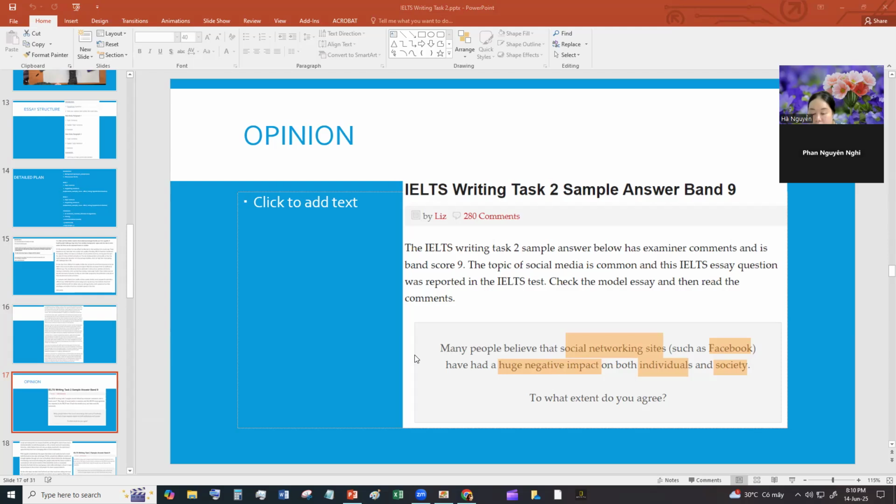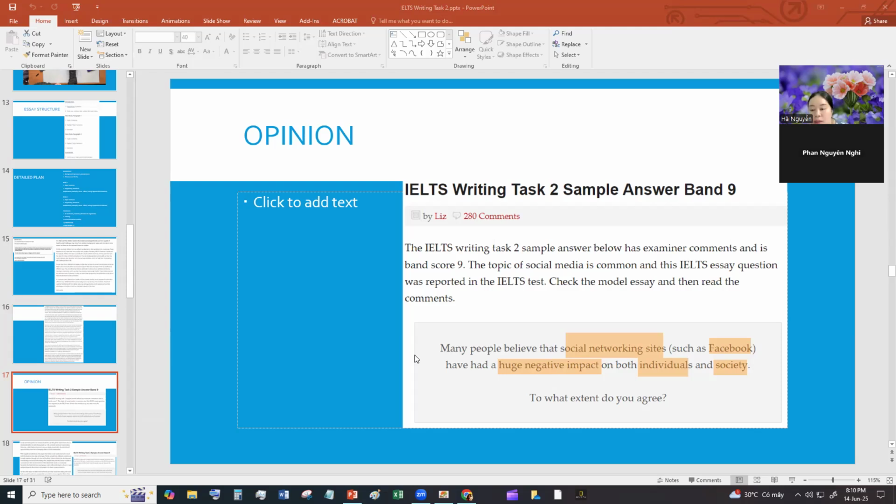I think that I agree with the statement, but I think that it also has many benefits to individuals and society. But you cannot say you agree and then say there are many benefits, right? If you agree, you have to point out the negative impacts. Okay? Yeah, so the problem here is you must stick to your opinion.